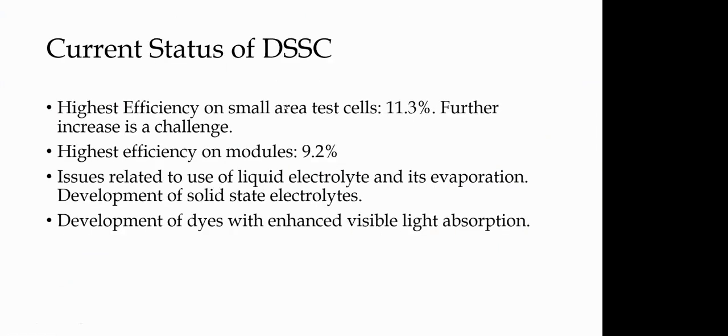So the current status: small-area efficiencies are from 11% to even 20% in some of the solar cells. The highest efficiency on a module has reached up to 9%. There are issues related to the use of liquid electrolyte, because it evaporates, and if you use it in a hot environment, it is definitely going to degrade very fast. Now people are looking at solid-state electrolytes, but integration is a challenge for a large number of dye molecules. People are working on dyes to improve the absorption efficiency of light, right?